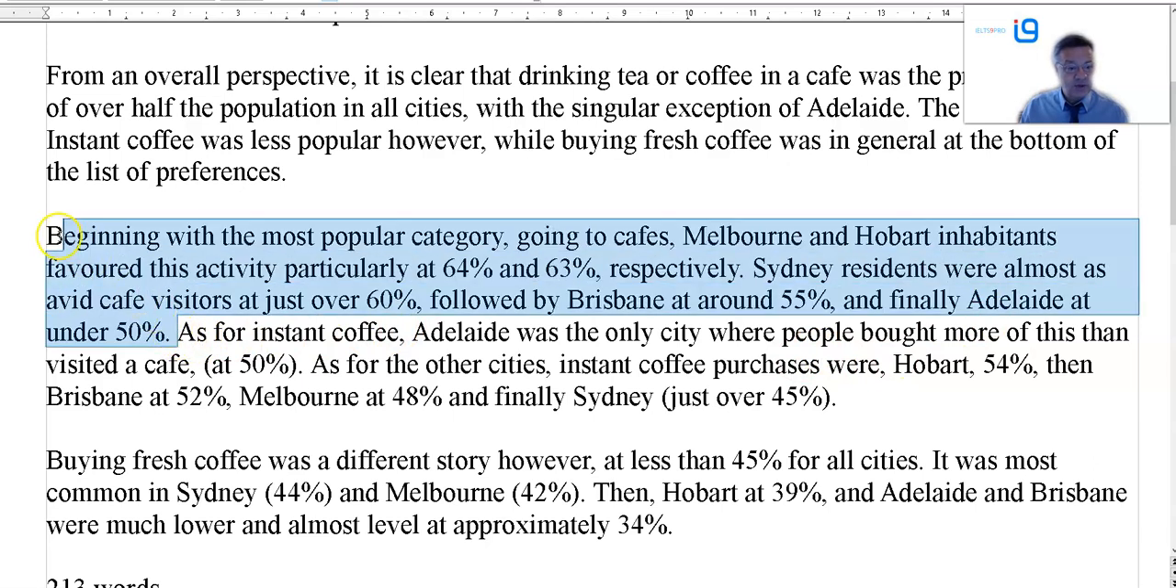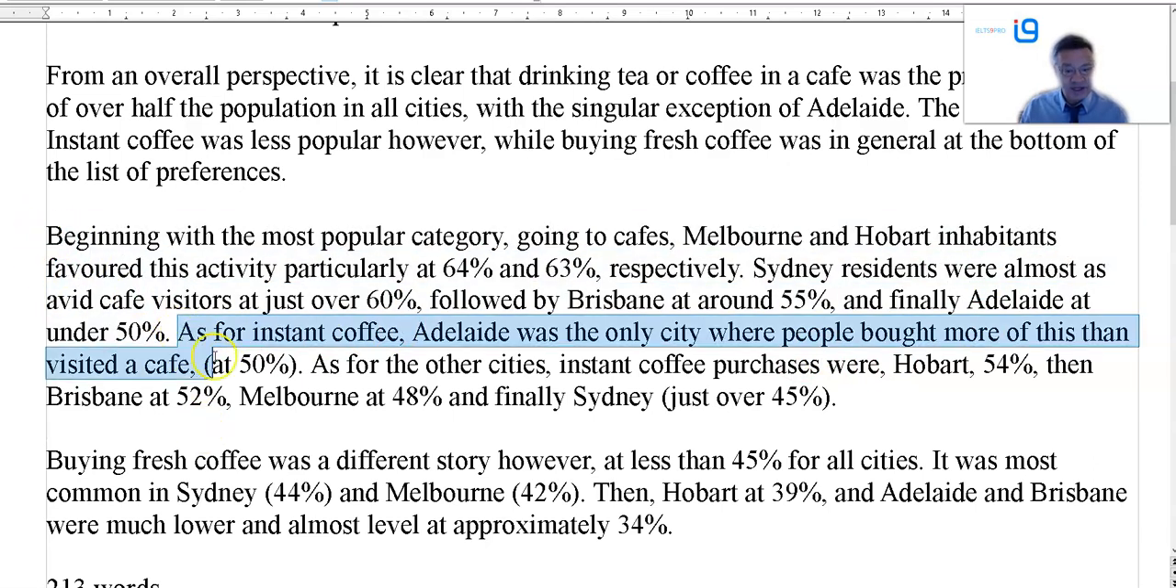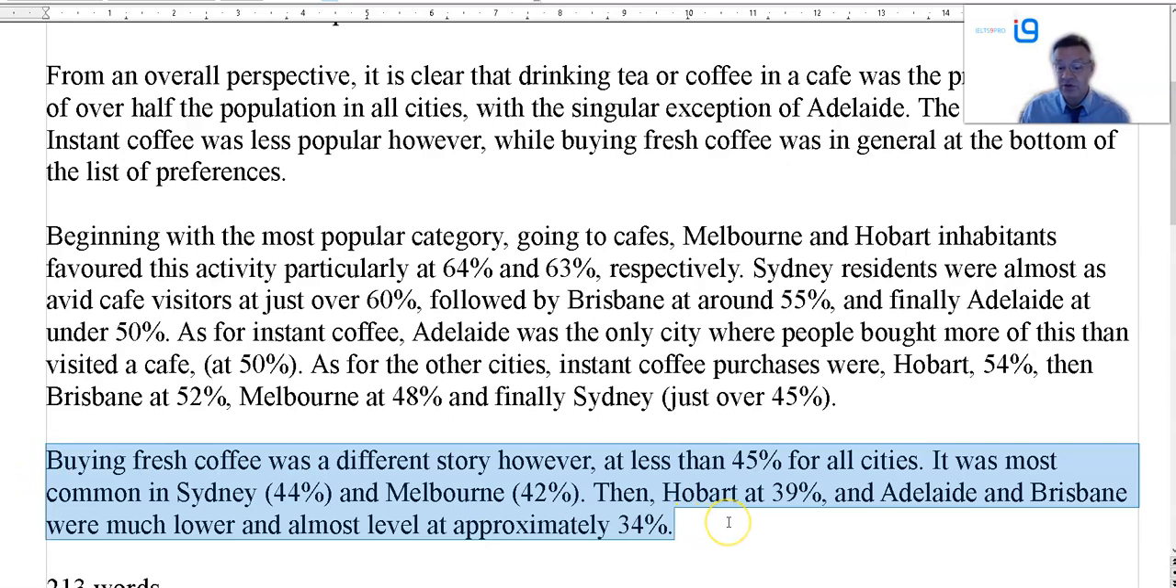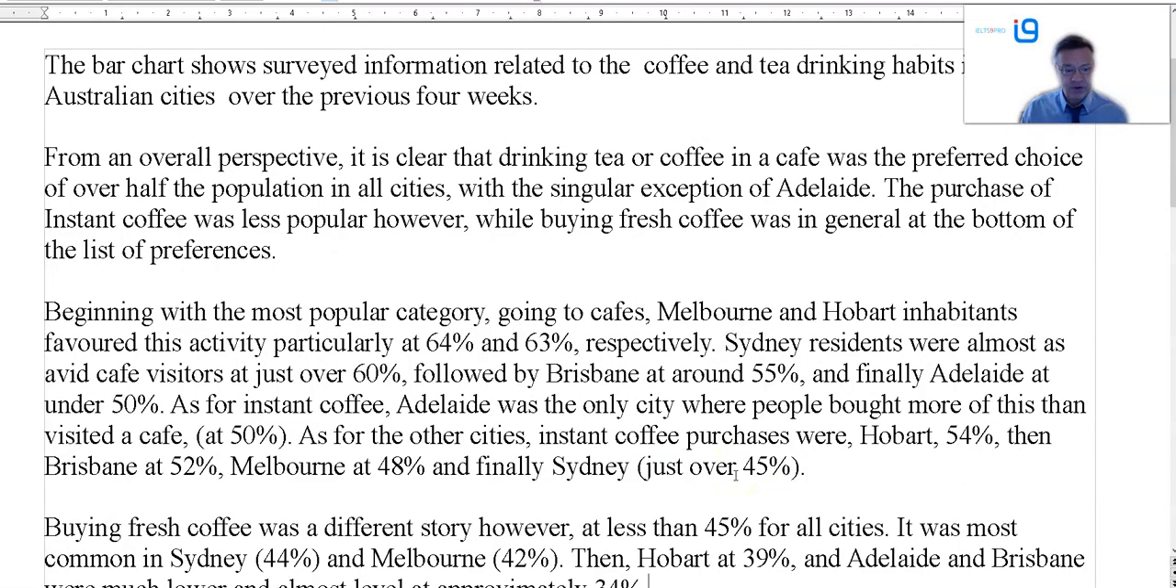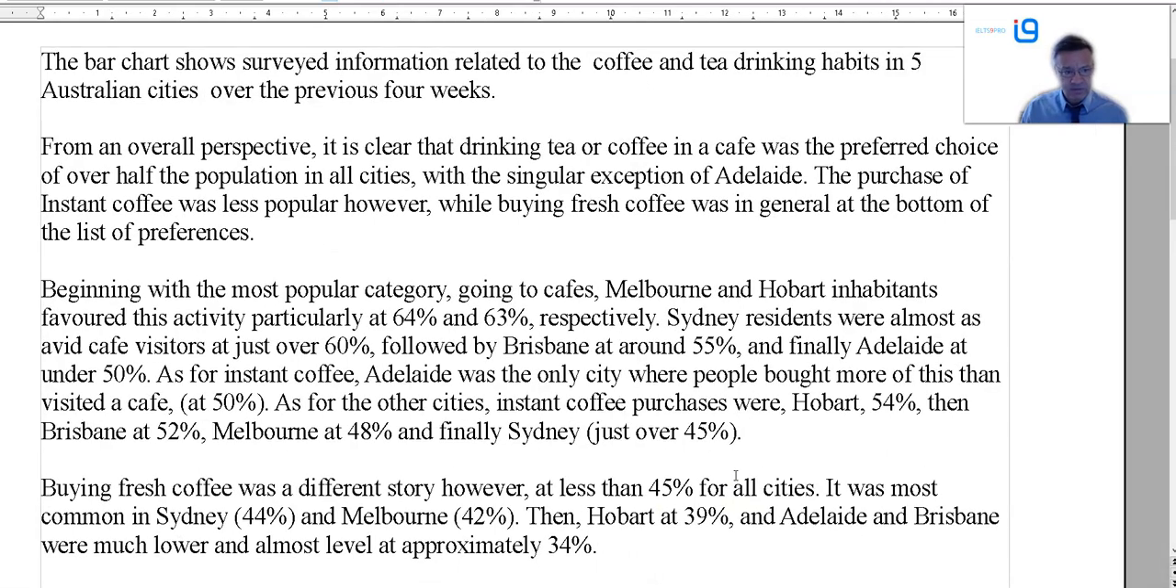So that's the one about visiting the cafe. As for instant coffee, Adelaide, exception. As for other cities, figures, data. Finally, the smallest, fresh coffee was a different story. 45%, most common, then blah, blah, blah, right? I'm not going to read it all. Pretty straightforward stuff. So you can see the whole thing there. I'll just leave it there. You can pause it and see what you think.